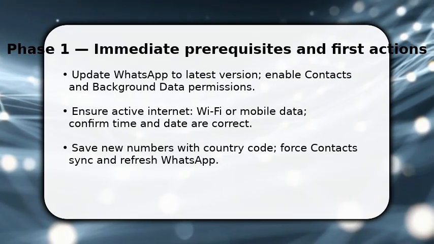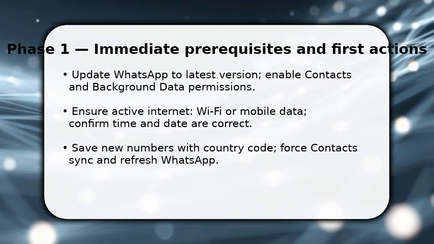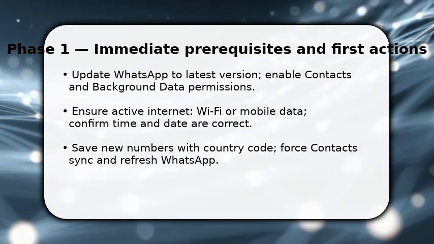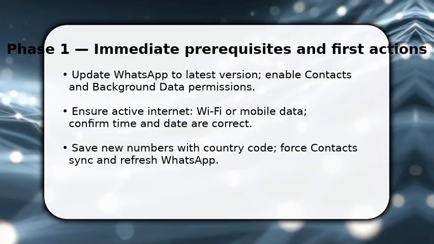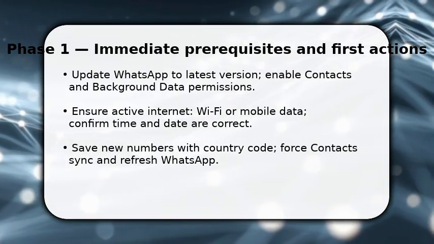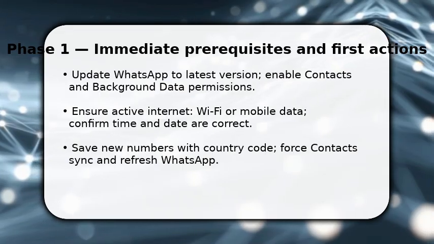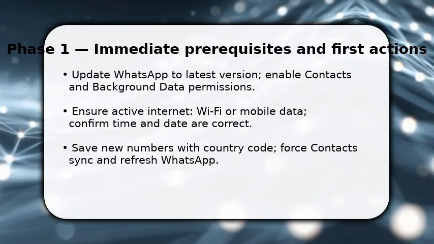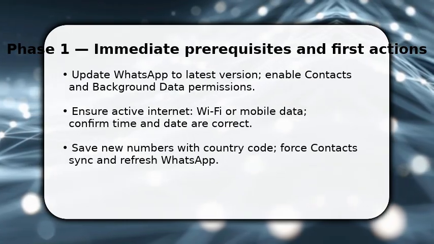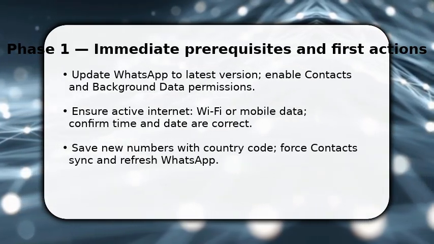You start by getting the essentials right. Update WhatsApp and give it contacts and background data permission so names show up. Next, make sure your device has a stable internet connection and correct time. This prevents status mismatches. Now save the people you want to find, including country codes, and force a contact sync.